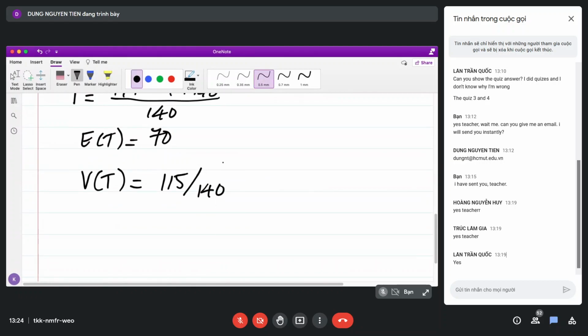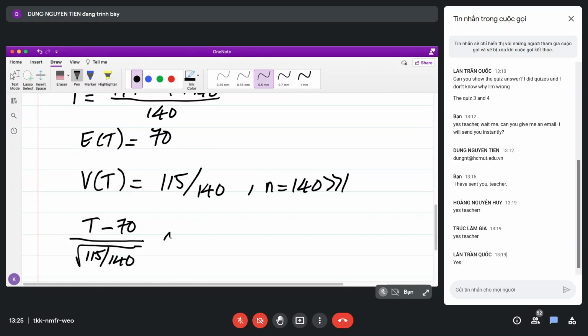Okay, and because in this case n is 140, which is quite big, I may say that T, the average value, minus the mean 70, divided by the standard deviation, the square root of 115 divided by 140, approximately follows the standard normal distribution.